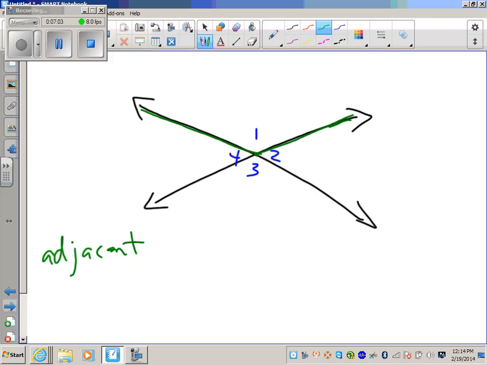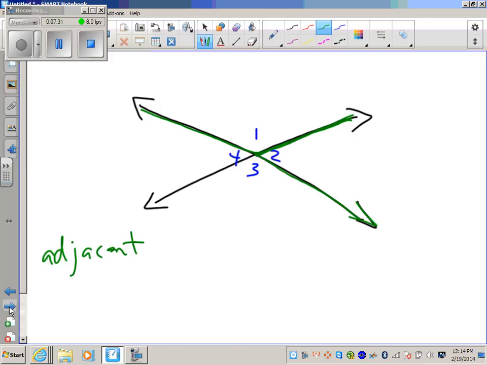Do they share a side? Right here. And angle 2 goes this way. So angle 1 and angle 2 would share a side, and they share a vertex. Okay? But no interior points in common. What else could we say about angles 1 and 2? We could also call them not only adjacent angles, but we could also call them what?